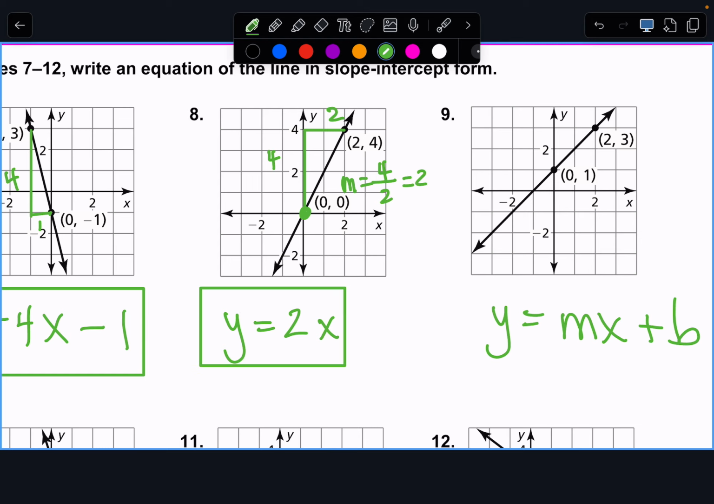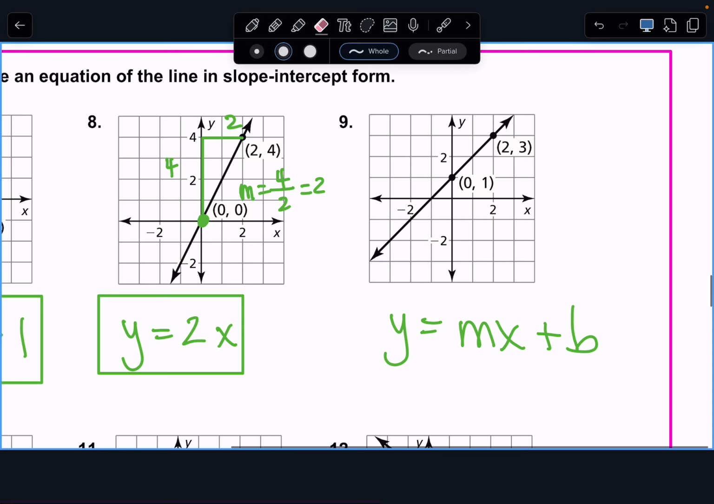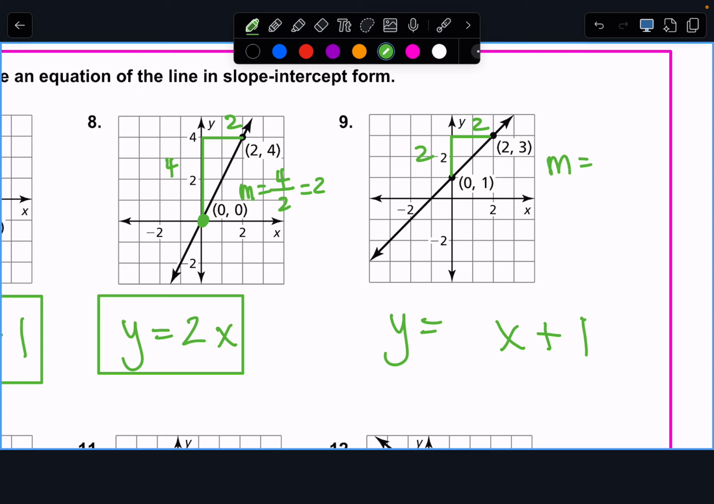All right. What's our y-intercept in number 9? 1. So we have +1. Our b is +1. Our slope is up how many? 2. Over how many? 2. So I want your slope to be 1. You can write 1x, or you can write just x plus 1. Either one is fine.